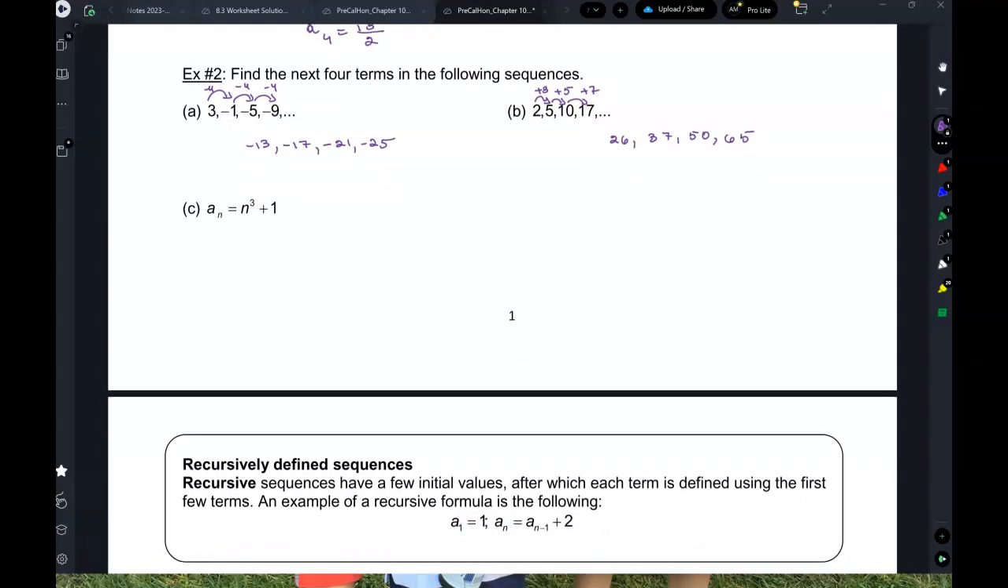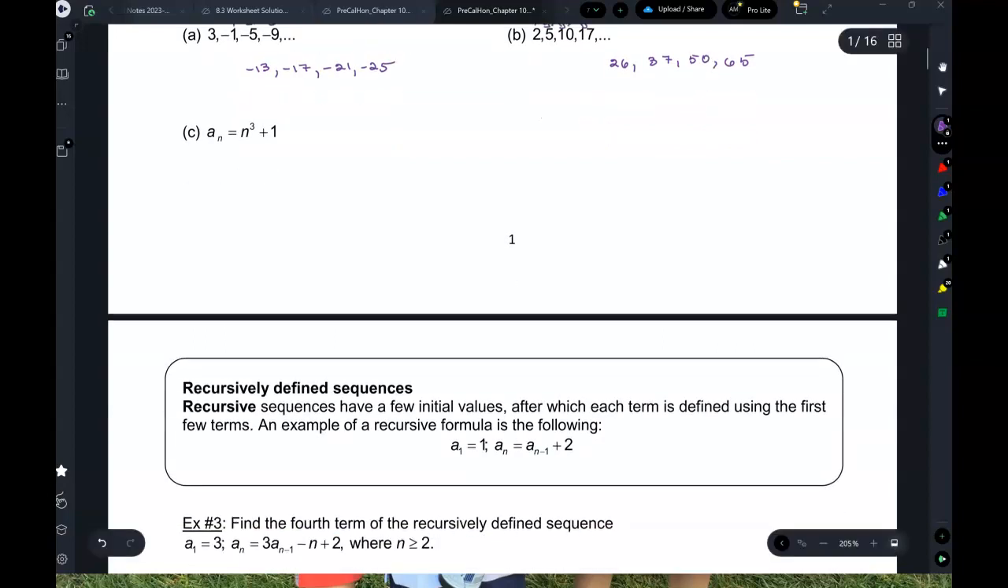And then here, if I just have the explicit formula given and I want to find the next 4 numbers, well, we start with a sub 1. By default, let's assume it's a sub 1 and not a sub 0. So a sub 1 is 1 cubed plus 1, which is 2. And then what would a sub 2 be? 9. A sub 3, 28.